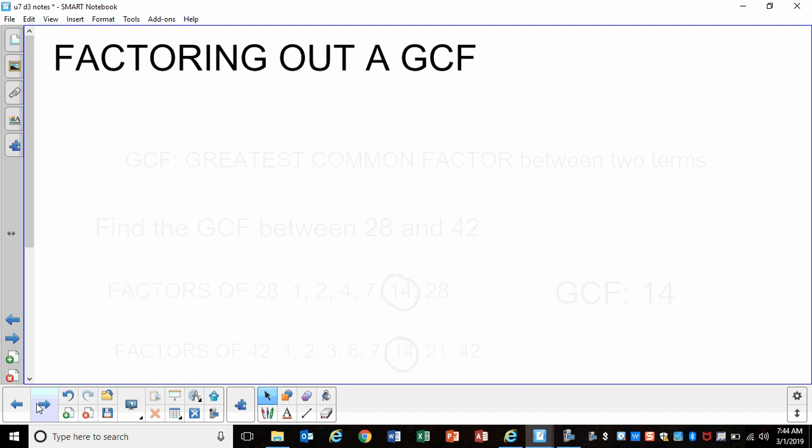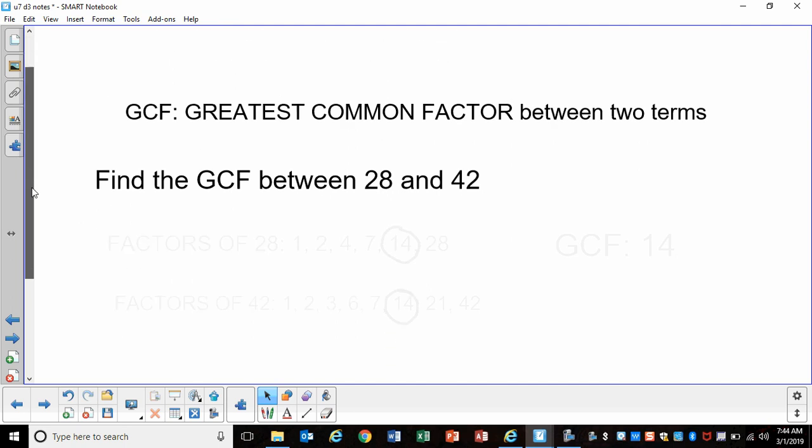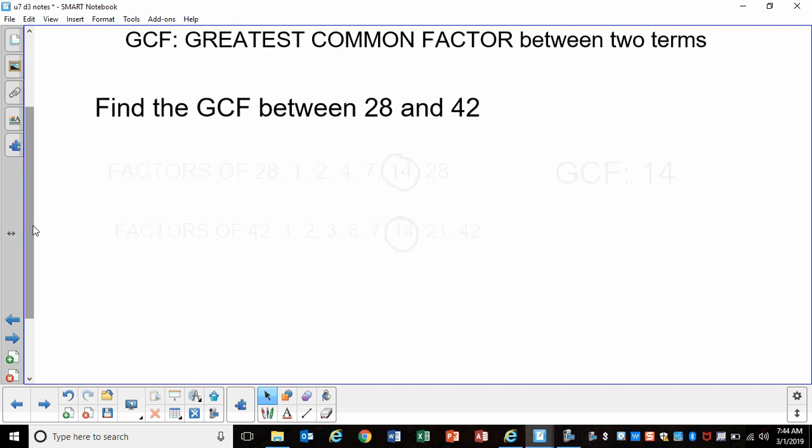So today we're going to talk about factoring out a GCF. GCF is your greatest common factor. That's what it stands for. And we're talking about it between 2 terms, or multiple terms for that matter. So find the GCF between 28 and 42. We're just going to practice finding the GCF, not actually factoring anything yet.